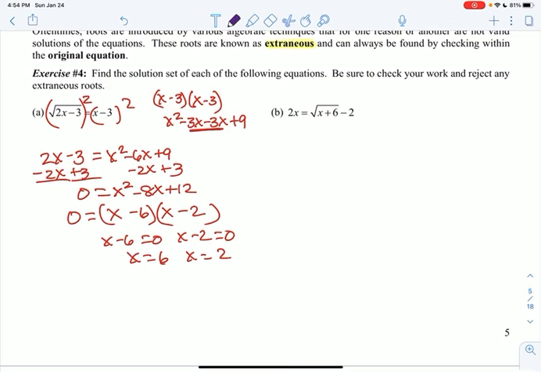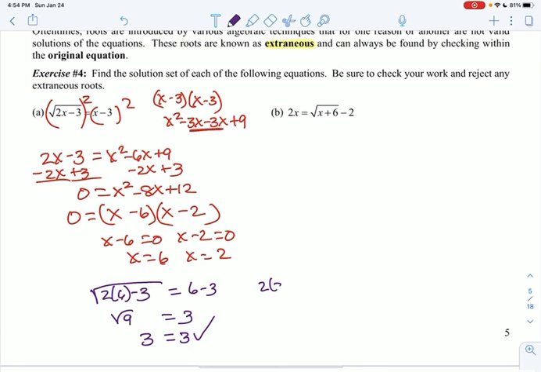So let's say that my answer is 6. I'm going to plug in 6 right here. So I'm going to have 2 times 6 minus 3, and I'm going to take the square root of that. So 12 minus 3 is 9. And on the right-hand side, I have 6 minus 3, and the square root of 9 is 3. So that checks. Now I'm going to check the 2.